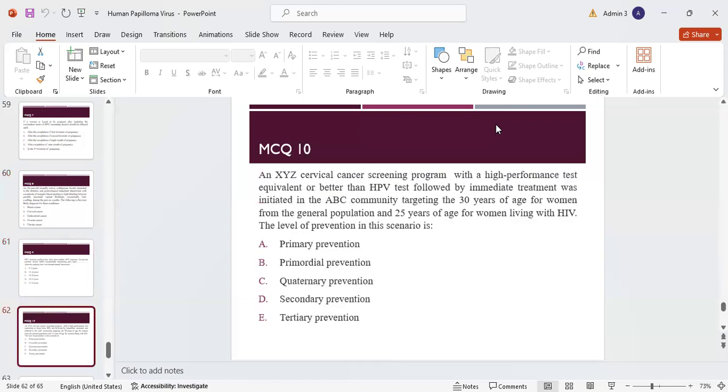A cervical cancer screening program with a high-performance test equivalent or better than the HPV test, followed by immediate treatment, was initiated in a community targeting 30 years of age for women from the general population and 25 years of age for women living with HIV. The level of prevention in this scenario is option A, primary prevention. Option B, primordial prevention. Option C, quaternary prevention. Option D, secondary prevention. Option E, tertiary prevention. D is correct, it is secondary prevention.